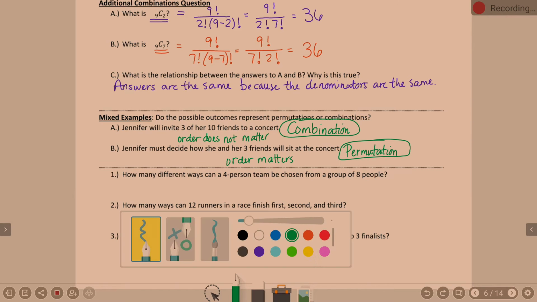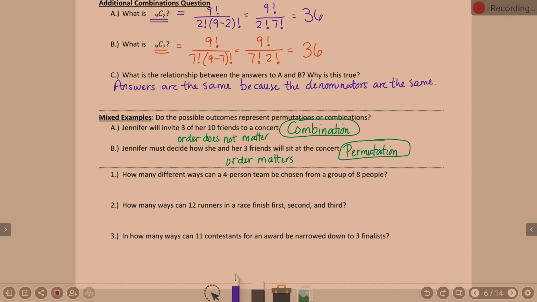Okay, down at the bottom. We are going to use the calculator to do these. I didn't really give directions here. My fail, I guess. But we're actually going to mathematically figure out these answers. So how many different ways can a 4-person team be chosen from a group of 8 people? Thoughts on how I'm going to do this?